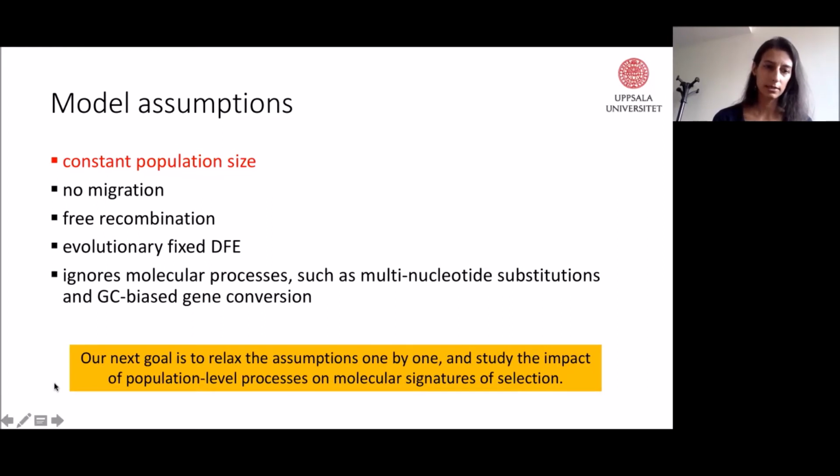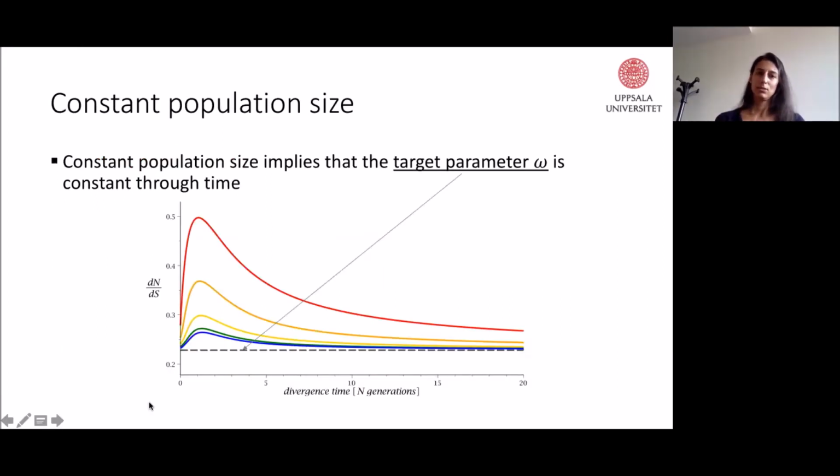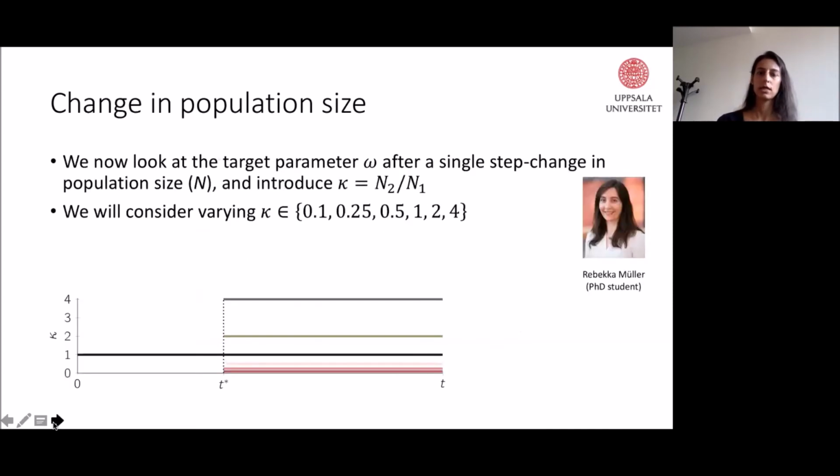So if we do that, what does this mean? Our target parameter omega, which has been constant over time, will no longer be constant through time. It will change with the change in population size, and we want to know how it changes. This is the PhD thesis work of a PhD student, Rebecca Müller. She has been introducing a change in population size over a time interval, so we are considering omega over a time interval 0 to t.